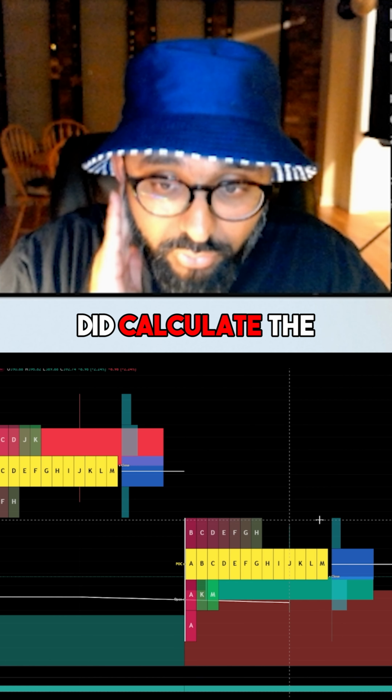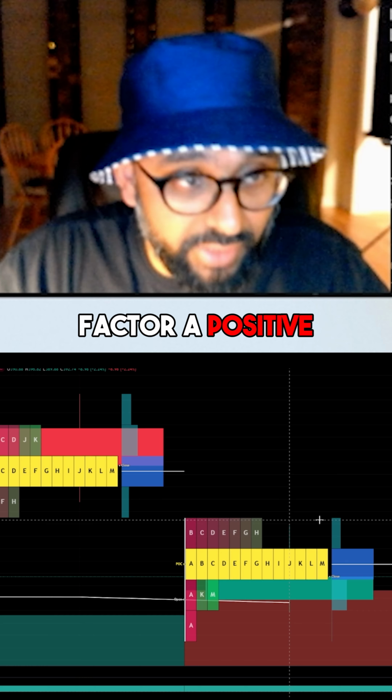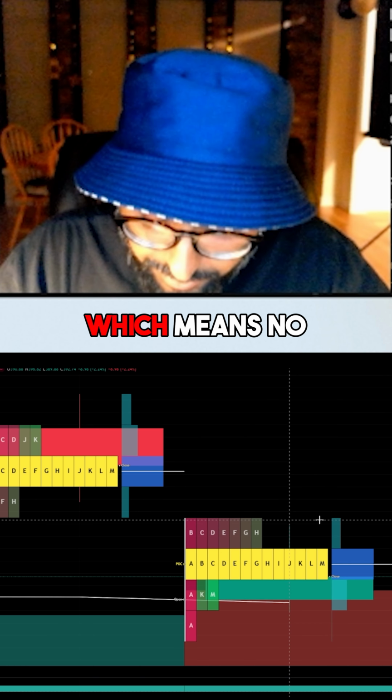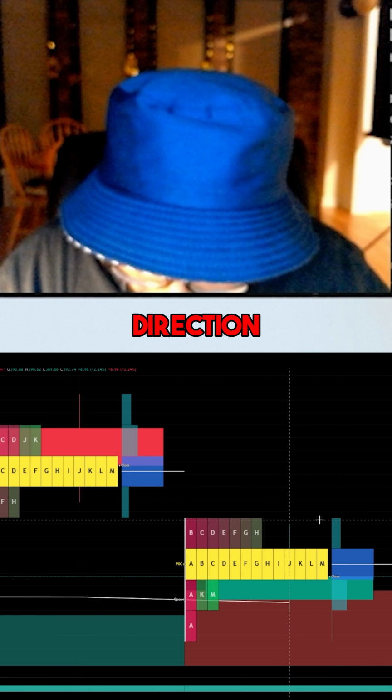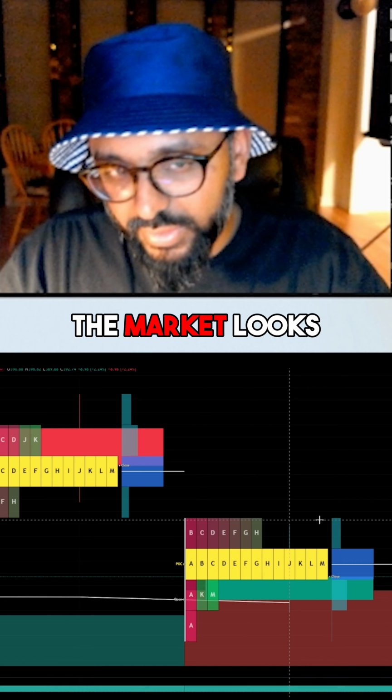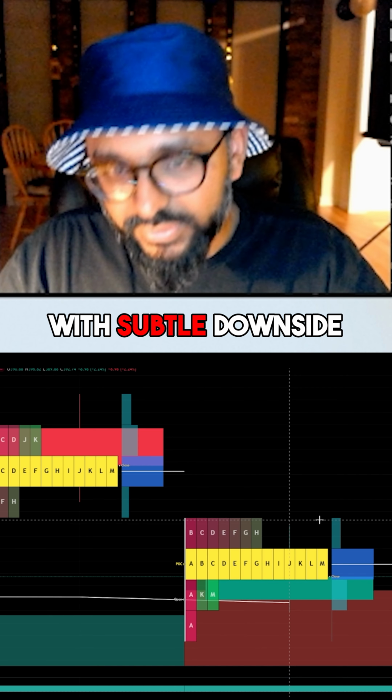So when I did calculate the rotation factor, I got rotation factor of +1. There are no tails, which means no signs of exhaustion. There's no range extension, which means no one tried to aggressively auction any one direction. Buyers did not demonstrate strength, and sellers don't show dominance. The market looks indecisive with subtle downside acceptance.